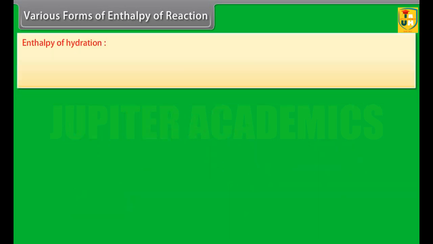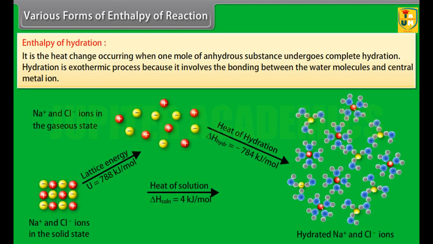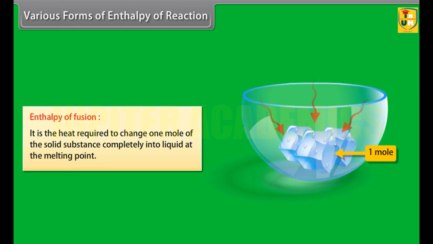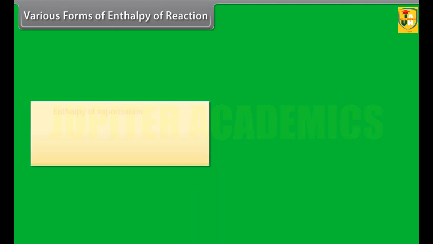Enthalpy of hydration. It is the heat change occurring when 1 mole of anhydrous substance undergoes complete hydration. Hydration is an exothermic process because it involves the bonding between the water molecules and central metal ion. Enthalpy of fusion. It is the heat required to change 1 mole of the solid substance completely into liquid at the melting point. Enthalpy of vaporization.